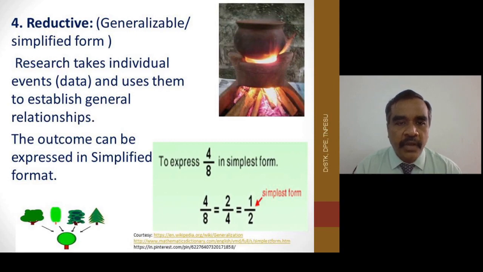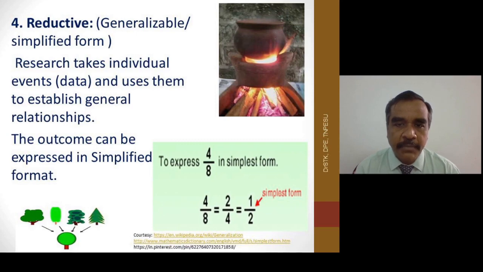The fourth one is reductive, generalizable, or in a simplified form. Research takes individual events, the data, and uses them to establish a general relationship. The outcome can be expressed in simplified form. Say, for example, the generalized: all kinds of trees can be called a tree, whether it is a banyan tree, a neem tree or a Christmas tree, but it can be called a tree. So that is called generalization. Simplified form: to express 4 by 8 in the simplest form, you can express it as 1 by 2. So research needs the simplest form and generalization.